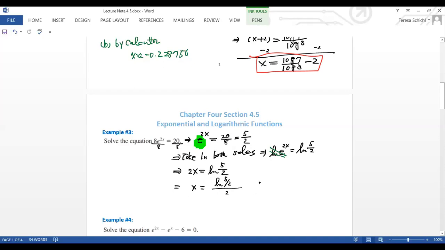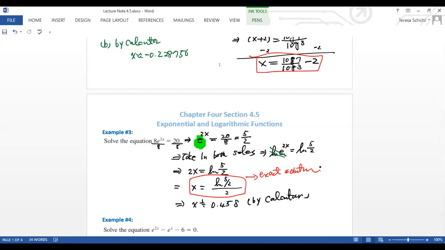And you can leave this as is, or you plug it into the calculator. If you're using the calculator, you will get x approximately 0.458. So this is by calculator. Okay, so if the problem said exact solution, then this is what we call the exact solution, right? All right, so it's pretty cool, right? It's easy. Okay, now let's take a look.